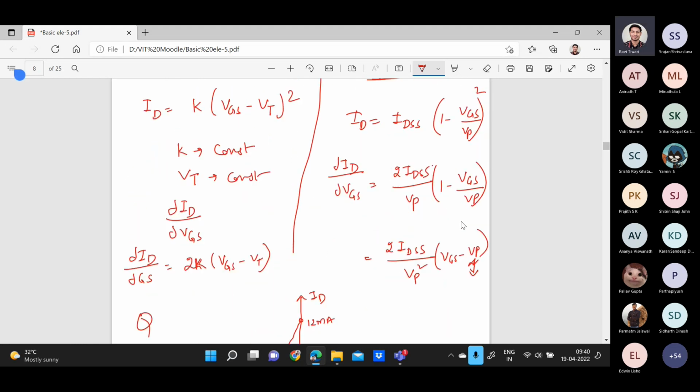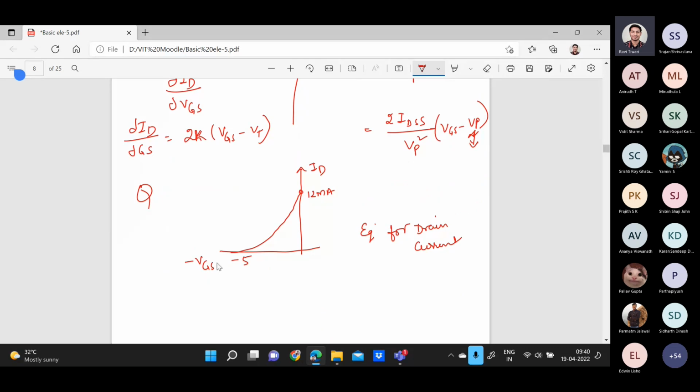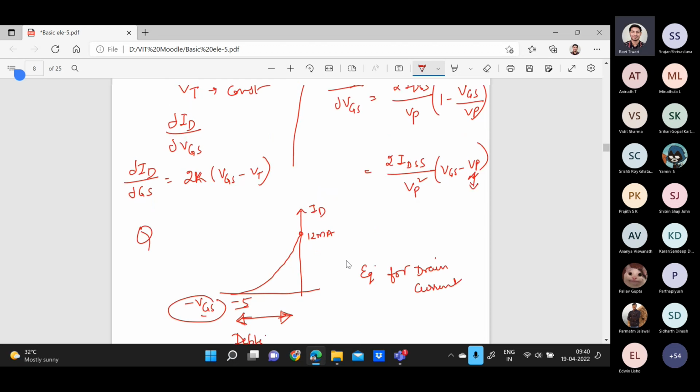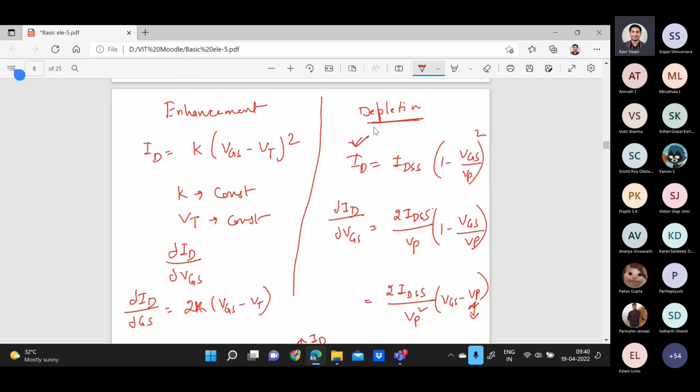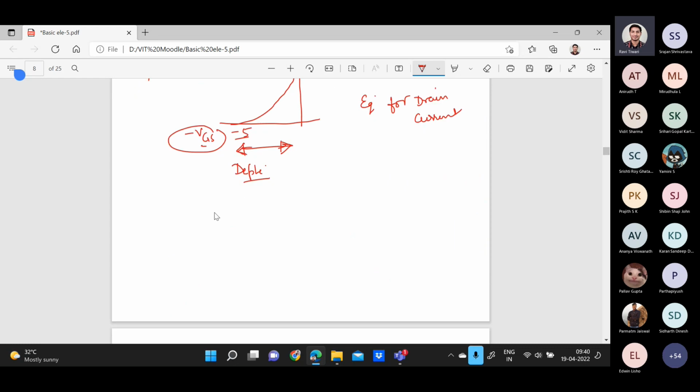As I explained, the first thing to note is that VGS is negative. So in which mode is it working, depletion or enhancement? Anyone? It is in the depletion mode, because VGS is negative. So in the depletion mode, which equation do we use? ID equals IDSS times (1 minus VGS by VP) whole square.